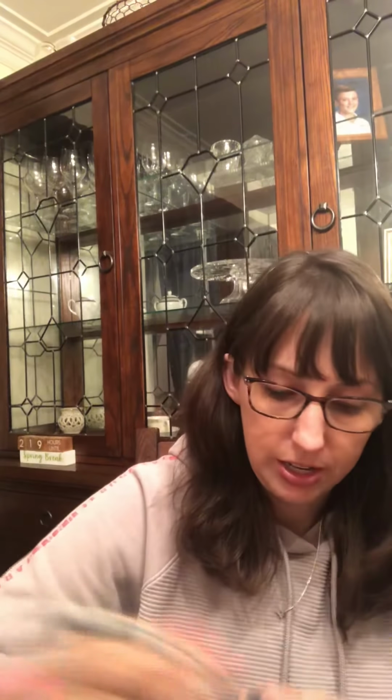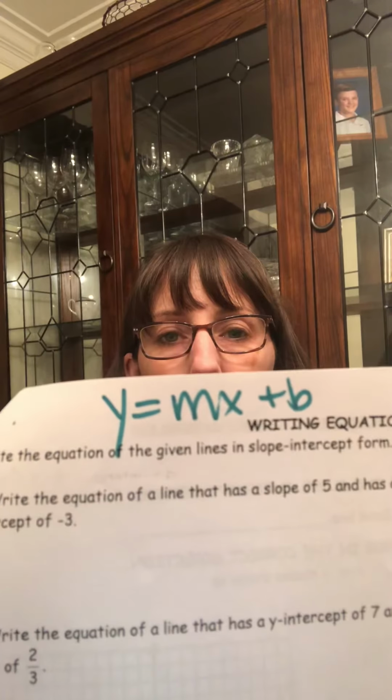This is writing equations. So remember the last page that we just did, the y-intercept equation. Remember, we're always going to be trying to get y to equal mx plus b. So this is the formula that you need to remember. And remember that your m is your slope and your b is your y-intercept.